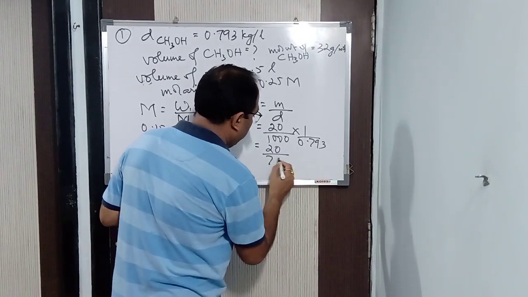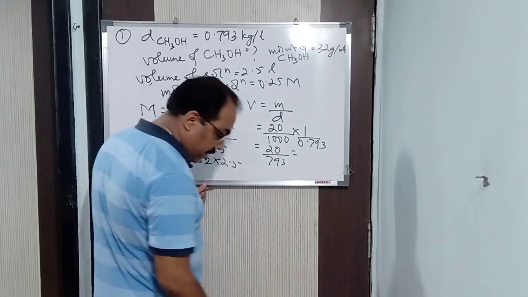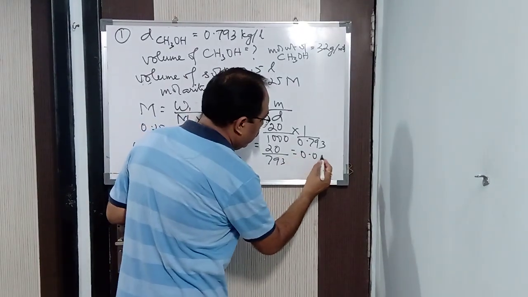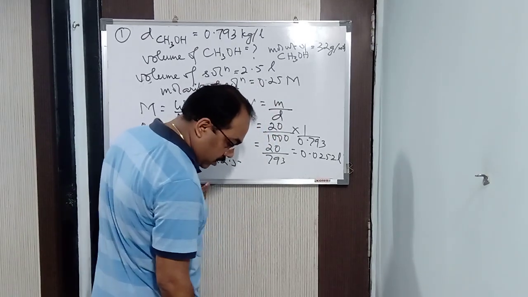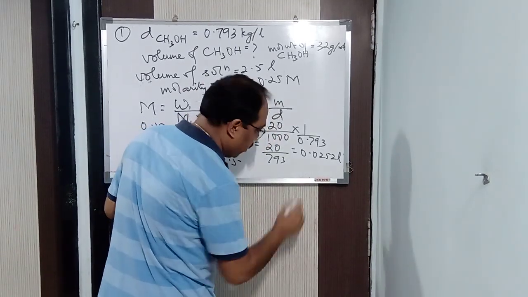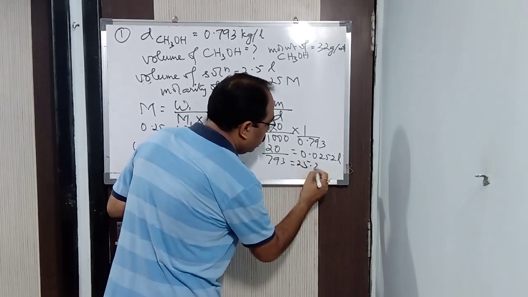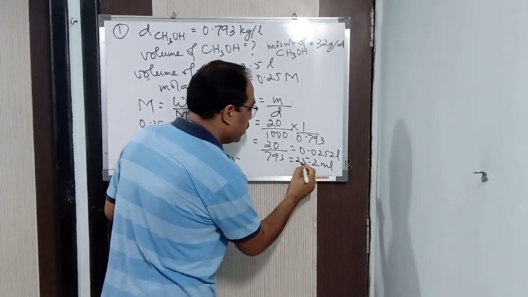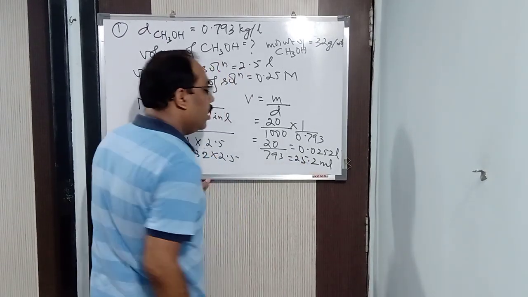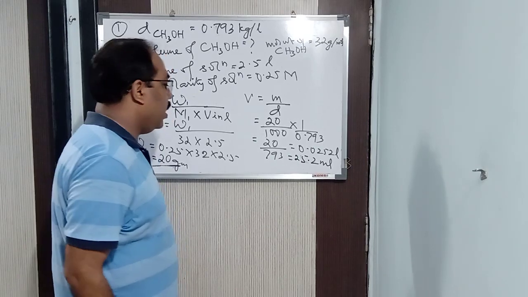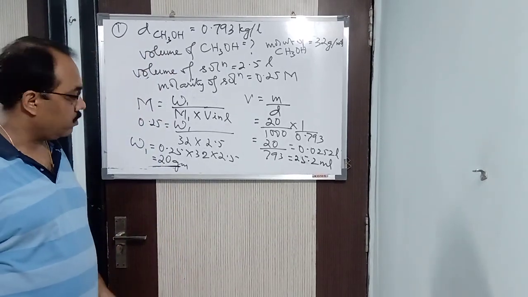So hence you got 20 by 793, which comes to be 0.0252 liter, or 25.2 ml. We can say that, 25.2 ml we got. Clear? So in this way we get the volume of methanol. I hope you understood this particular one.